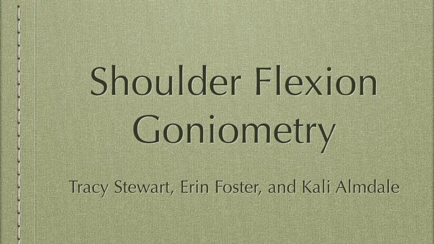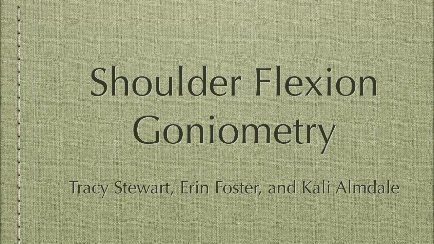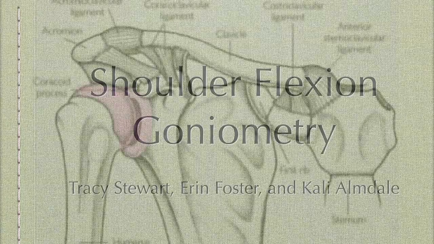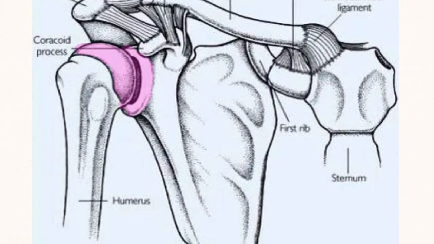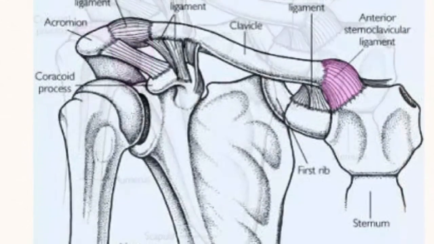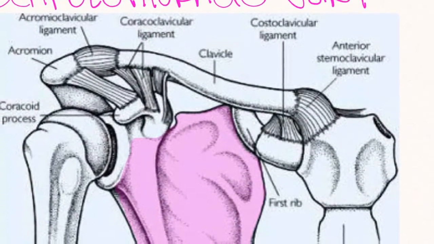Erin, Callie, and I are going to present a video on goniometric technique for shoulder flexion. Four joints contribute to the shoulder complex. They include the glenohumeral, sternoclavicular, acromioclavicular, and scapulothoracic joints.